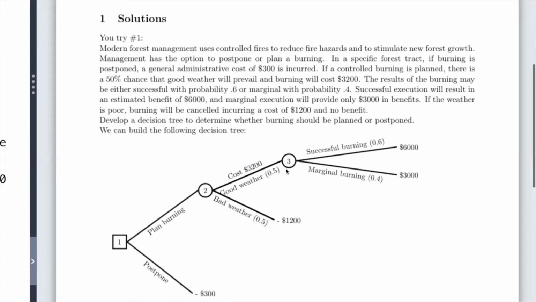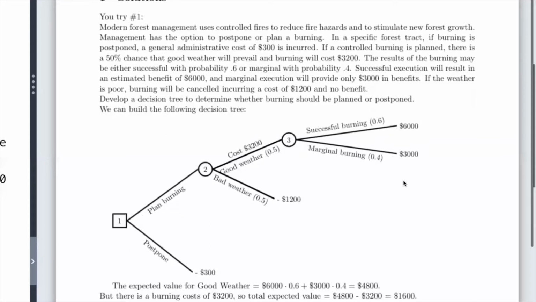And then we have another chance node, which is in a circle because it's a chance, with the number 3. The two options are to have a successful burning with a probability of 0.6, and this way we'll make $6,000, or we can have a marginal burning with a chance of 0.4, and this way we will gain $3,000. So this is pretty much the tree.